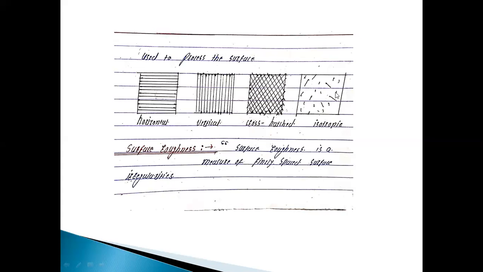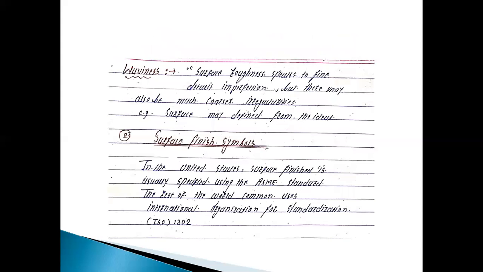Next point is waviness. There may also be such coarse irregularity. Waviness is a large wavelength irregularity which has much greater spacing as compared to the roughness. In waviness, if the width is more, then the surface will be said to be relatively more smooth.